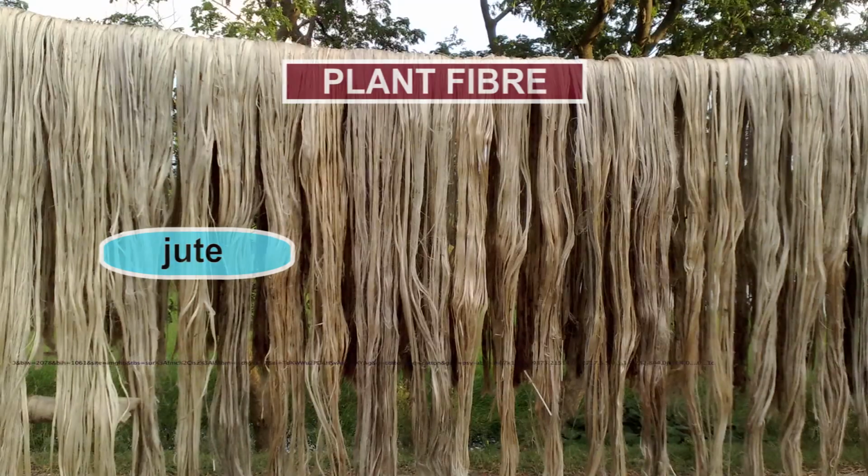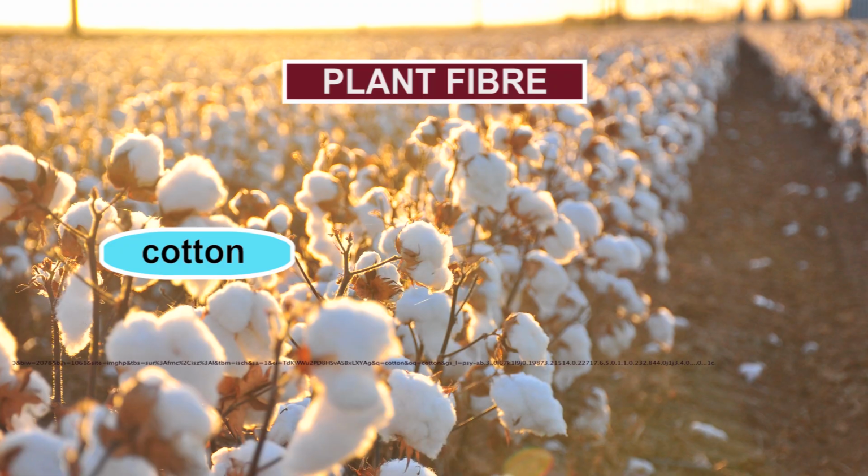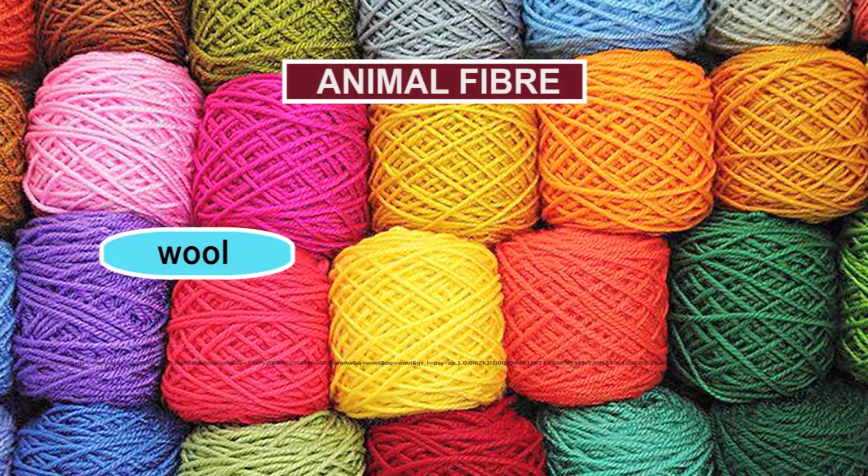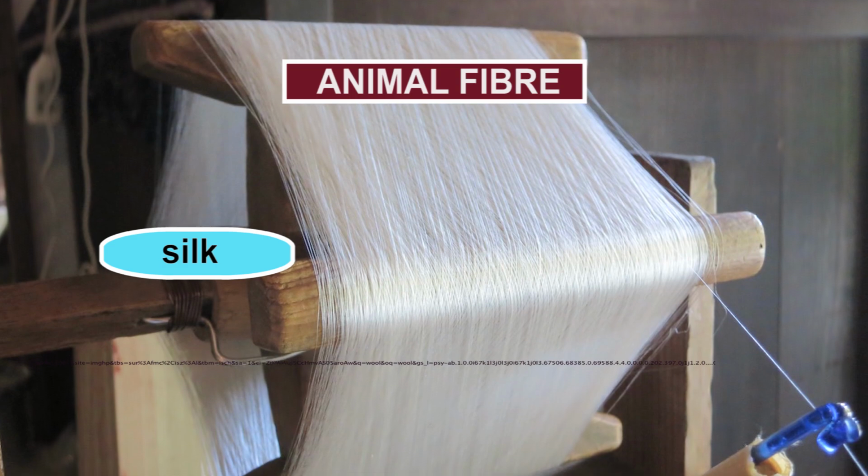Dear student, today we will discuss the third chapter, Fibre to Fabric. In class 6, you learnt about some natural fibers, including plant fibers and animal fibers. Student, you know that jute and cotton are plant fibers, while wool and silk are animal fibers. Today we will discuss animal fibers in detail.